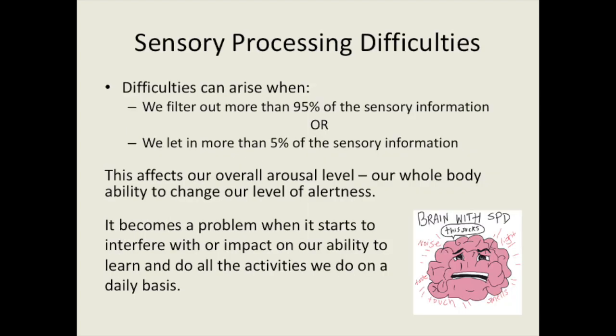Sensory processing difficulties arise when we filter out more than 95% of the sensory information, or we let in more than 5% of the sensory information. This can affect our overall arousal level and our whole body's ability to change our level of alertness. It becomes a problem when it starts to interfere or impact on our ability to learn and do all the activities we do on a daily basis.